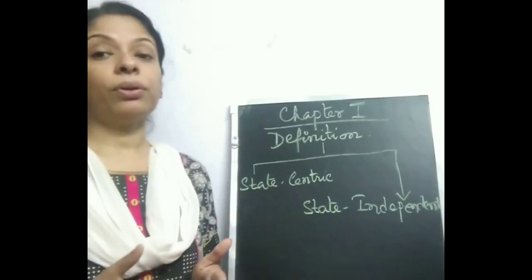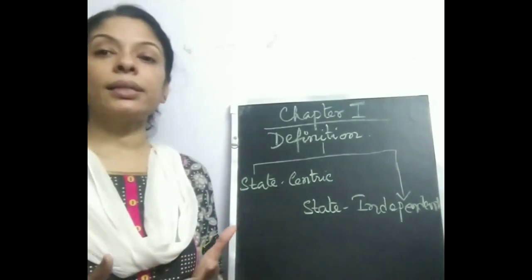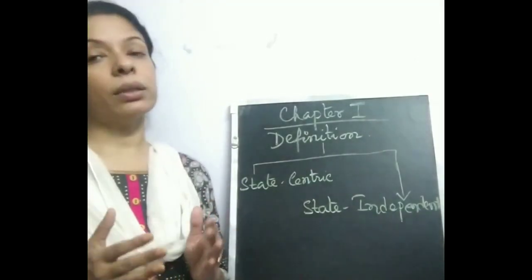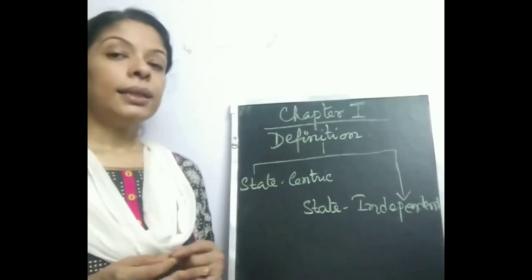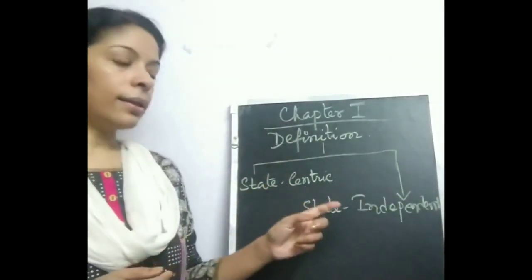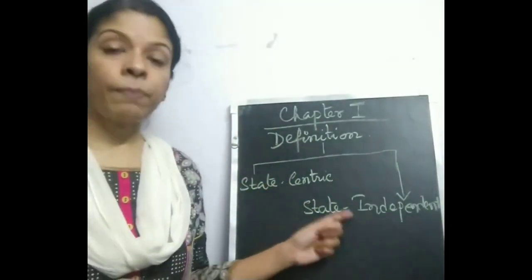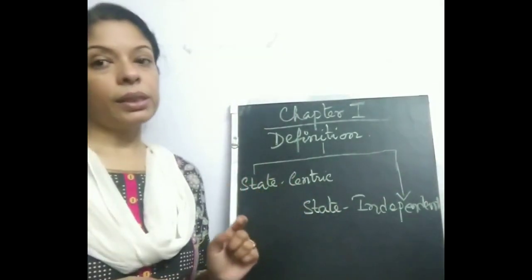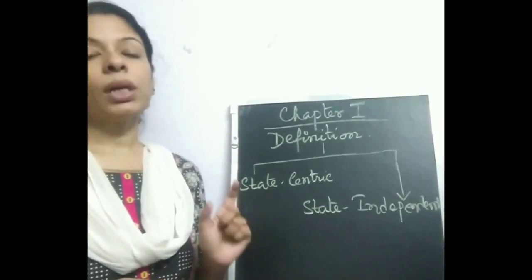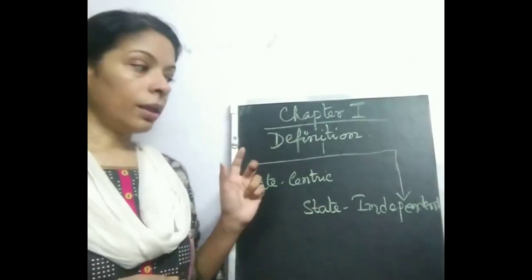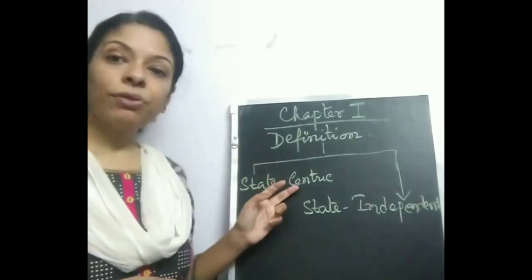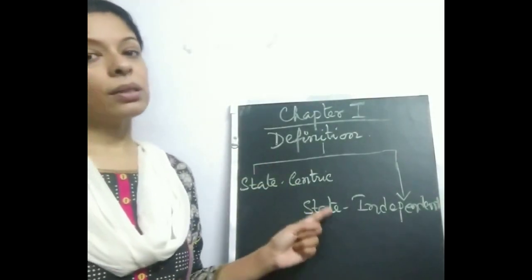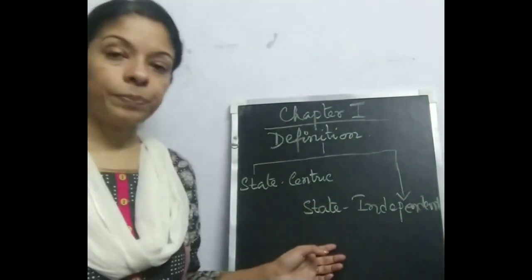we can remember, or that defines the subject in a proper way, all the definitions have been grouped under two heads: the state-centric definitions and the state-independent definitions. That is, all the definitions that we get about political science have been put under two groups. One is the state-centric definitions of political science. The second group is the state-independent definitions of political science.